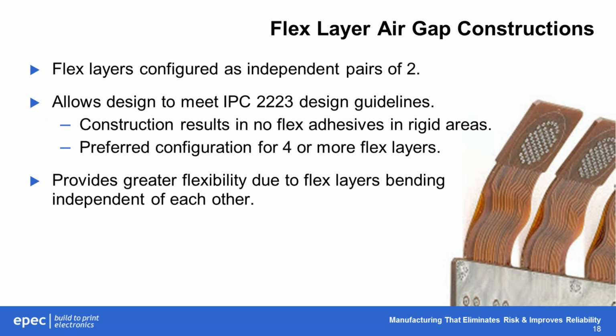without exception. This type of construction results in that there are no flexible adhesives present within the rigid areas, which in turn provides the reliability of the via structure and doesn't create any issues during the assembly or long-term operation of the part. There's an additional advantage of the air gap construction in that having the flex layers as individual pairs of two substantially improves the flexibility of the flex section. The flex layers essentially are bending independent of each other and provides a substantially higher degree of flexibility where you have two pairs of two versus one structure of four laminated together.